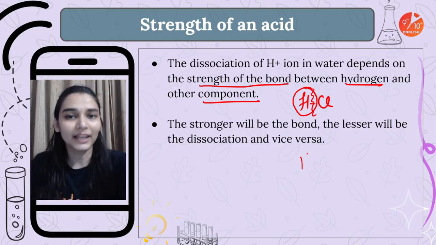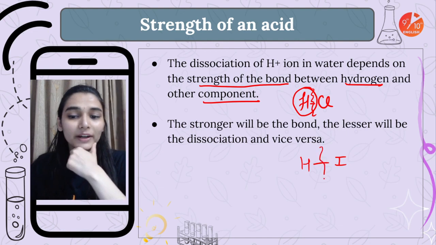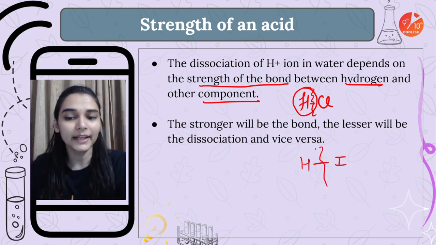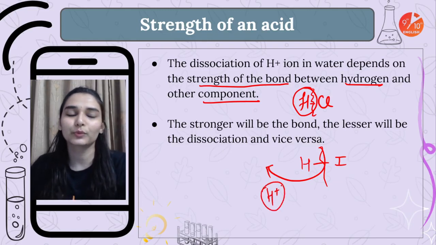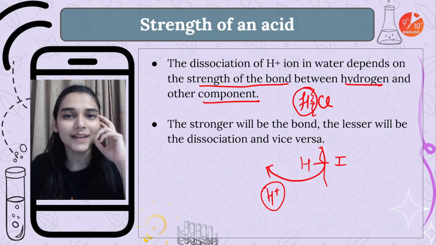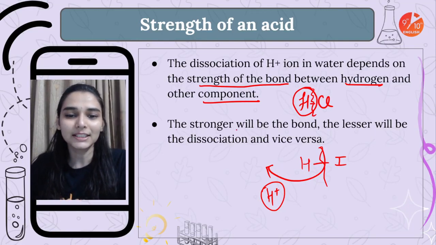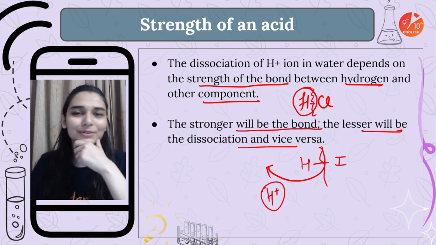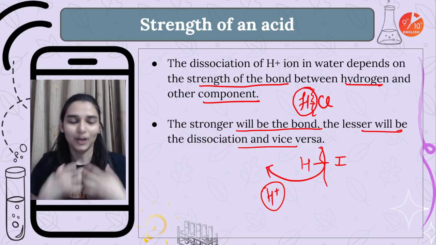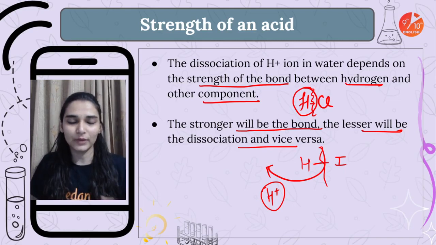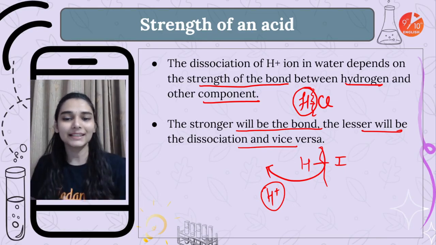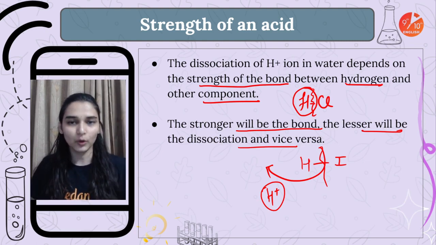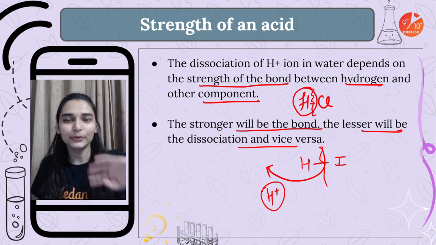But if this bond is very weak, let's say there's an acid, here I have taken hydrogen iodide, and the bond is very weak. So if this bond strength is weak, then the H plus ion can easily go out, it can easily be lost. So there will be more H plus ions, that means the acid will be stronger. So the stronger the bond, the lesser the dissociation, because H plus will say, I don't want to go, my bond is already very strong. I don't want to break myself down, I don't want to dissociate myself, and vice versa. If the bond is weak, then H plus will happily go out, and that would be a stronger acid.